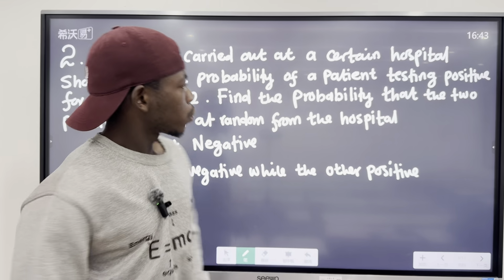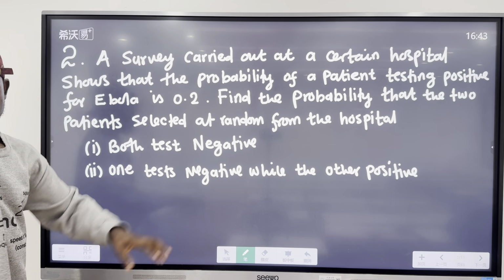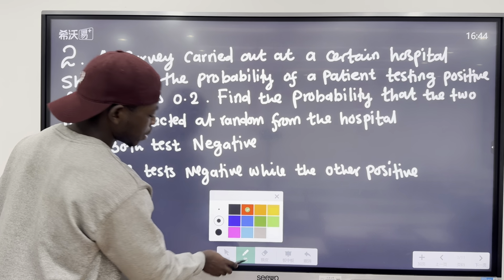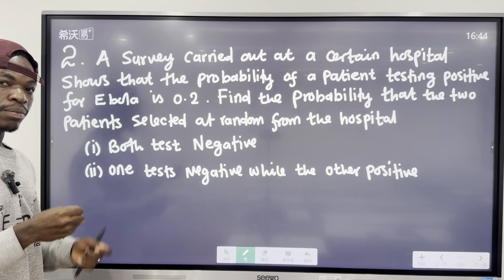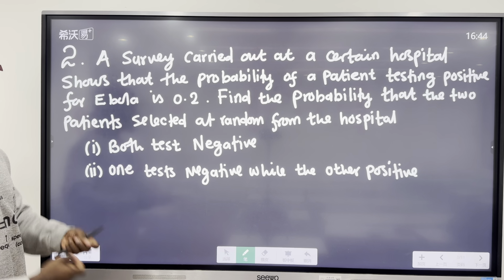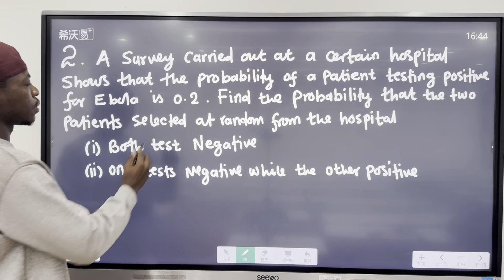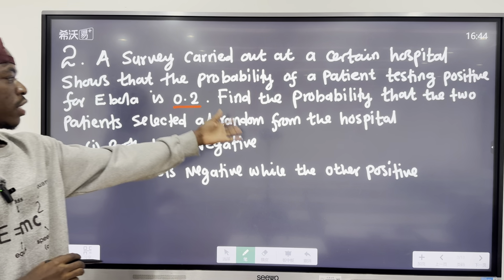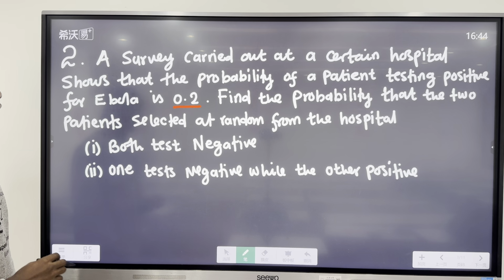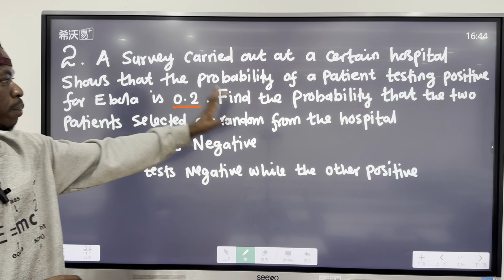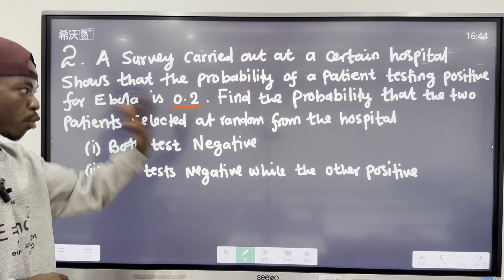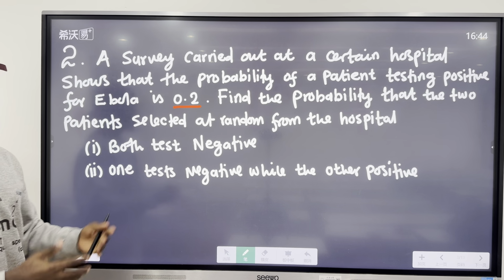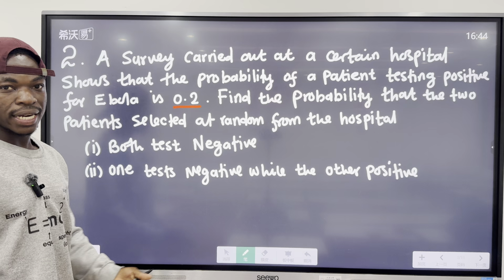Okay, so they carry out a survey and find out that the probability that a patient selected at random from this hospital testing positive is 0.2. Okay, then we are asked to solve these questions. So the probability that the patient tests positive is 0.2. What do you think will be the probability that the patient tests negative?